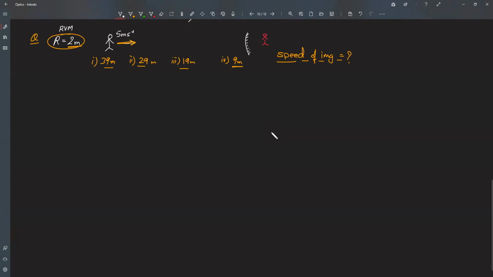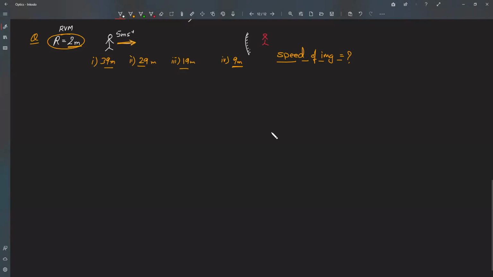If the object is moving in front of the mirror, the image will also be moving. If the object is moving at a particular speed, 5 meters per second, will the image's speed also be the same? That is what you have to find. Will it be the same?